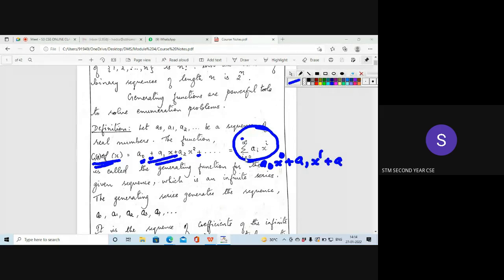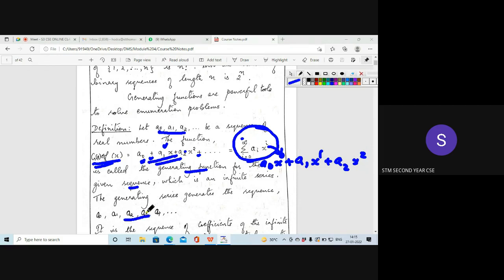Plus next, when you expand i equal to 2, you get a2 x raised to 2. So the sequence, in short, you can write in sigma or summation form like this: sigma i equals 0 to infinity of ai x raised to i. This will generate this particular sequence. When you put i equal to 0, then next you put i equal to 1, and take the sum. This indicates summation. This is called the generating function for the sequence a0, a1, a2, etc.